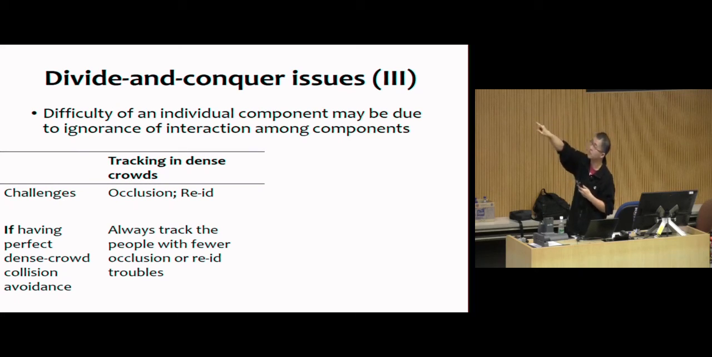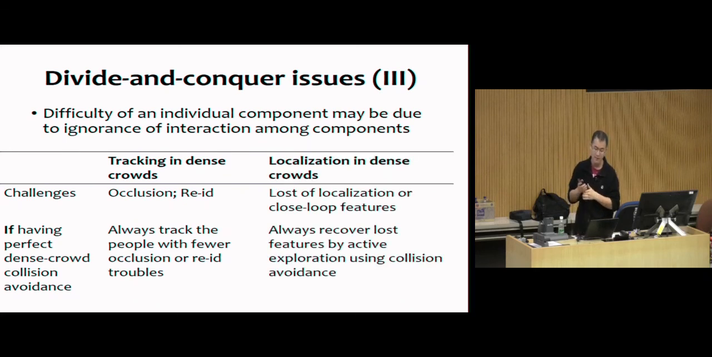The main difficulty is that in tracking in dense crowds, you have many occlusions, so you need to do re-identification in order to maintain your tracking, and this is very, very difficult. However, if we have perfect collision avoidance in dense crowds, then this is a relatively simpler problem, because we can always track the people with fewer occlusions or re-identification troubles, and then we can maintain high quality tracking.